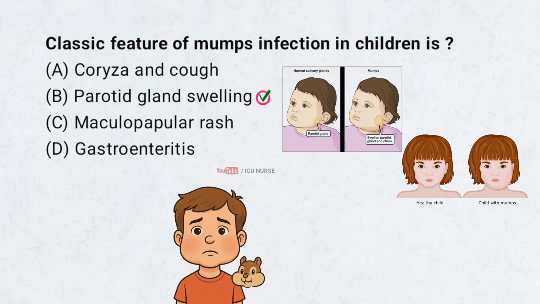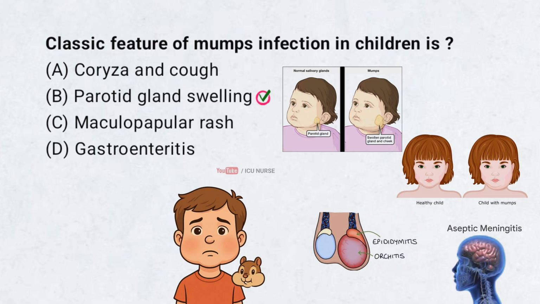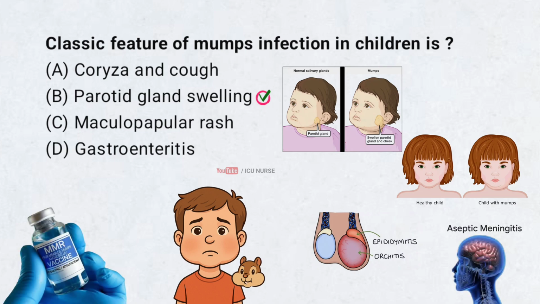This swelling gives a chipmunk cheek appearance. This typically occurs 16 to 18 days after exposure and lasts 7 to 10 days. About 30% of cases may have no swelling. Complications can include orchitis in postpubertal males or aseptic meningitis. The MMR vaccine has dramatically reduced mumps cases.